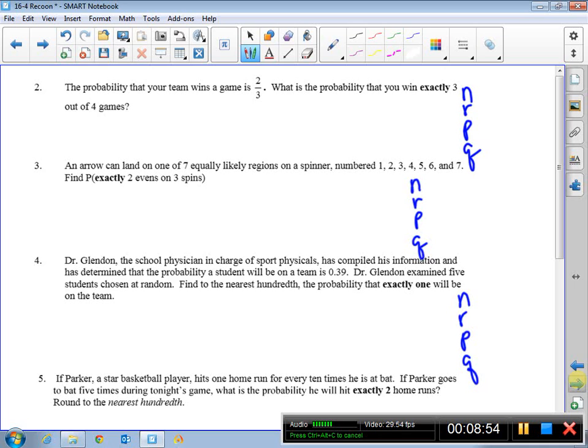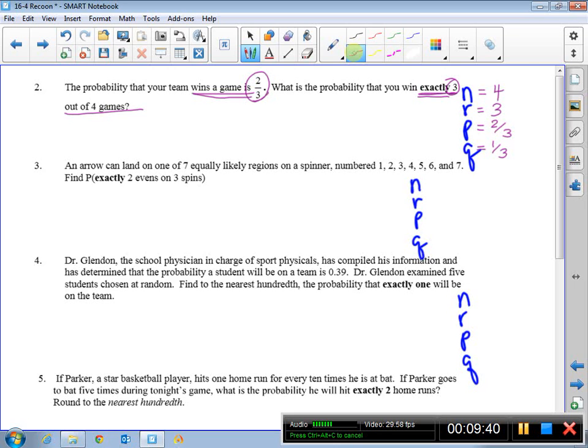the probability that your team wins a game is 2/3. That's important, and that's the probability of winning. What is the probability that you will win exactly 3 out of 4 games? So we're going to play a bunch of baseball games. How many total are we playing? 4. We're looking for a certain number to win. The R value is 3, because we want to win 3 of those games. Exactly 3. So we're looking at winning. Probability of winning is given. And Q then equals 1/3.